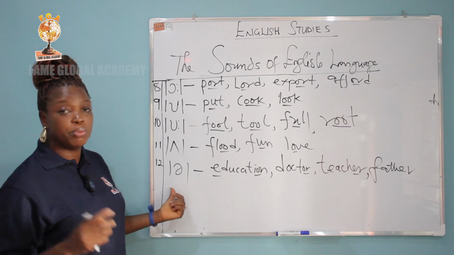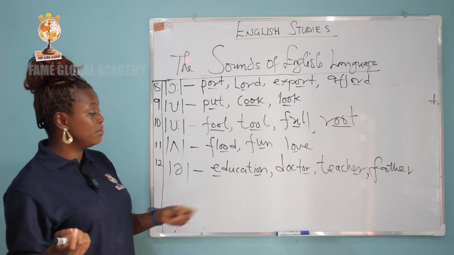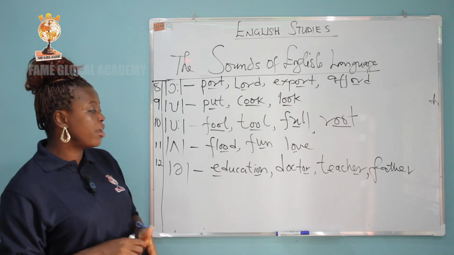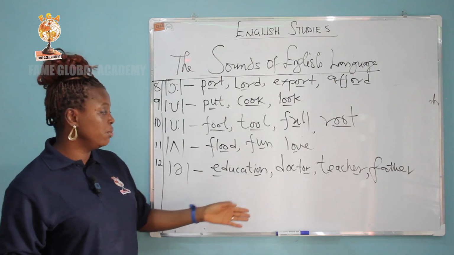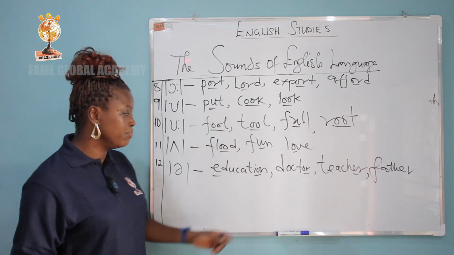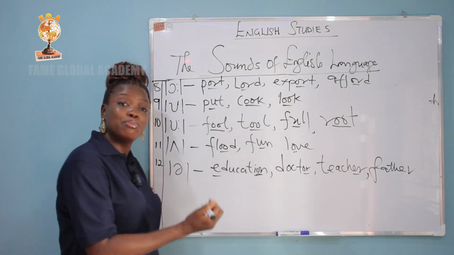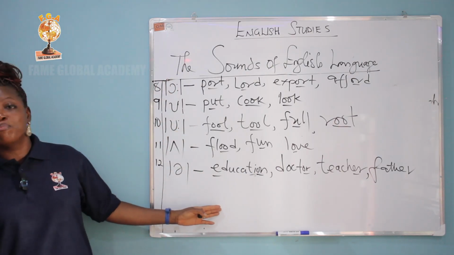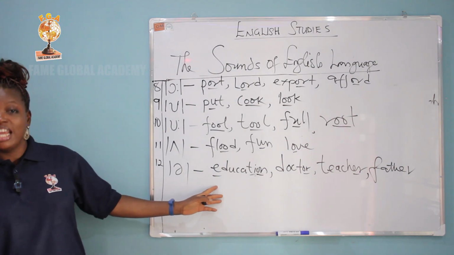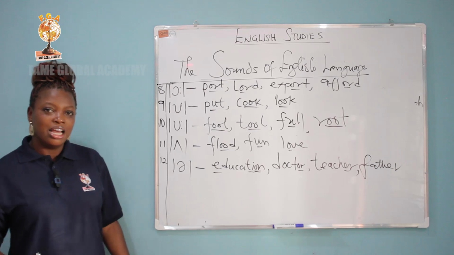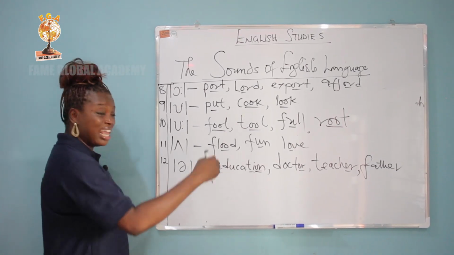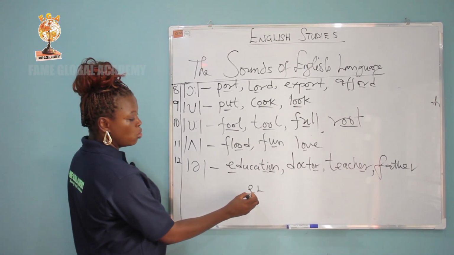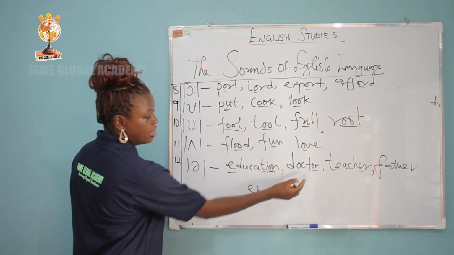Sometimes this sound can actually be present at the beginning of the word. We call it initial position. And sometimes it could be present at the end of the word. We call it the last position. So in the case of the first word here, education, we have both. We have it at the beginning of the word and at the end. At the end of the word, they are mostly represented by ER letters and also OR, as we can see in doctor.